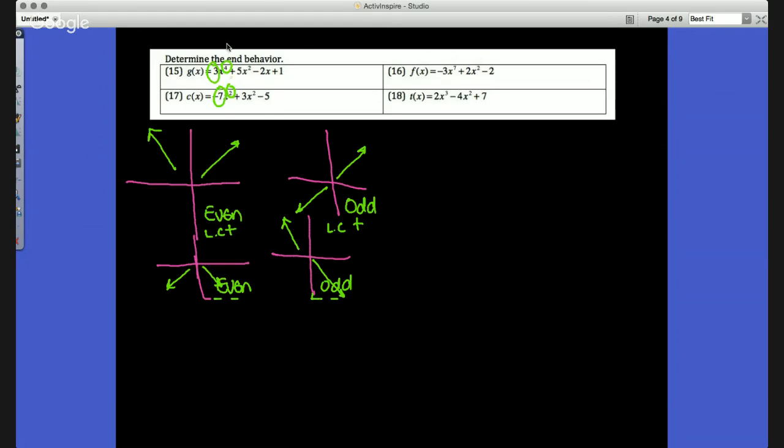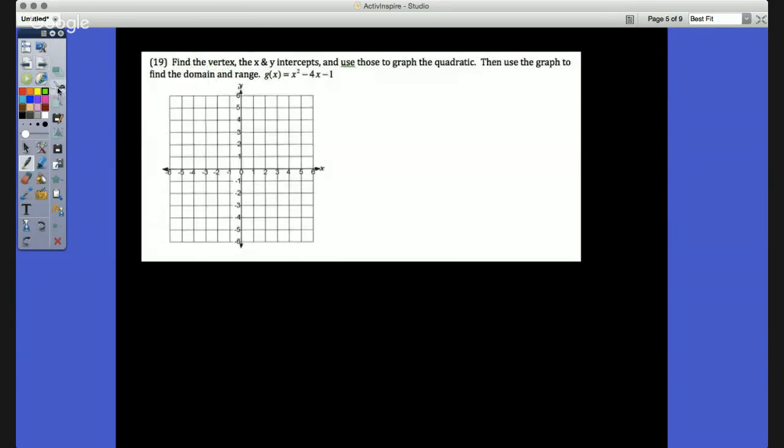We'll put that down. Now look at 16. On 16, we have an odd degree with a negative lead coefficient. So if it's odd degree with a negative lead coefficient, or the number in front, we'll rise to the left and fall to the right. Okay? Excellent. Hopefully that helps you there.